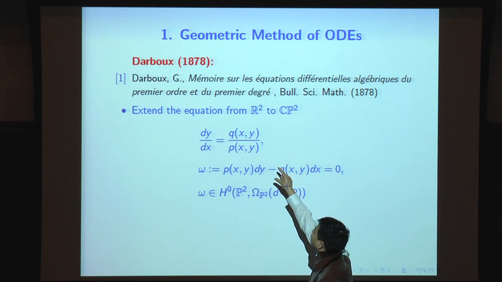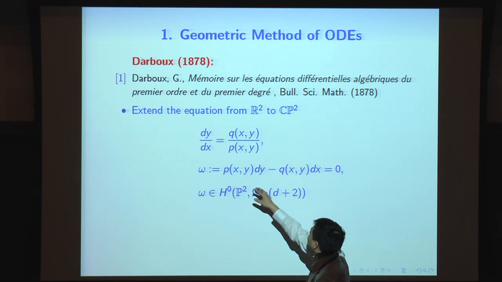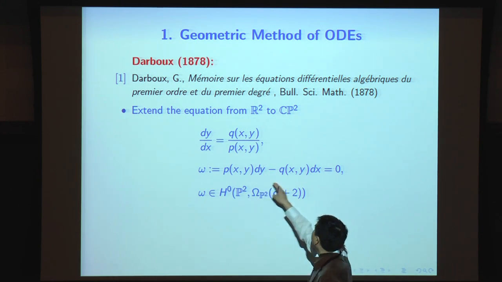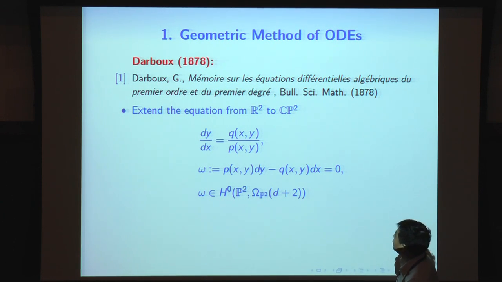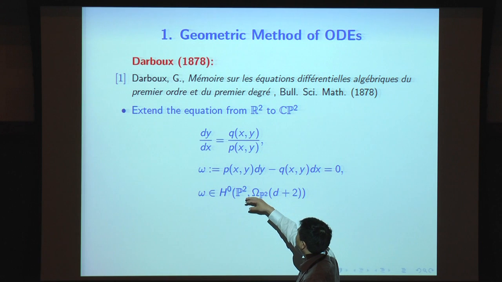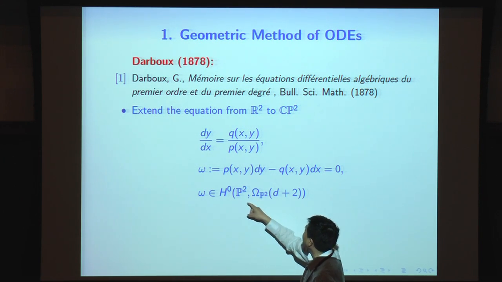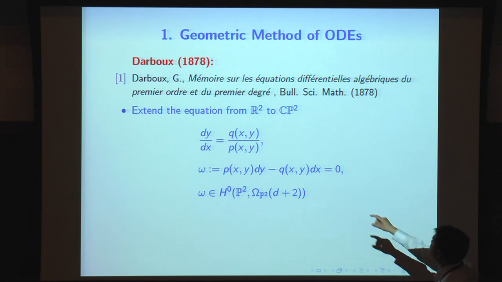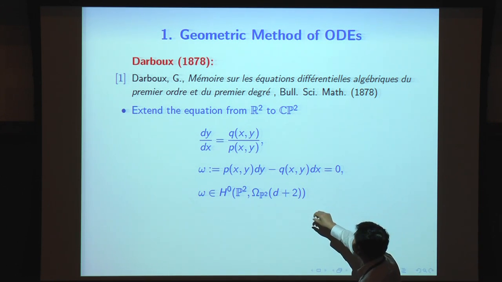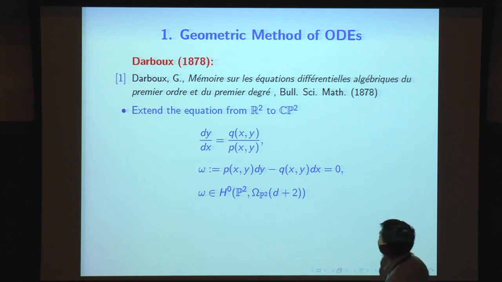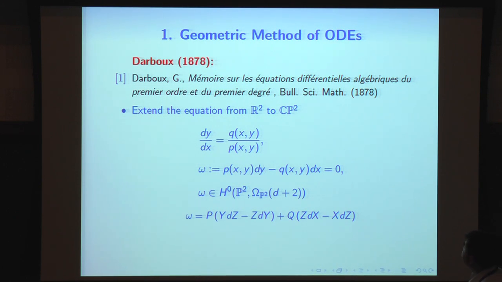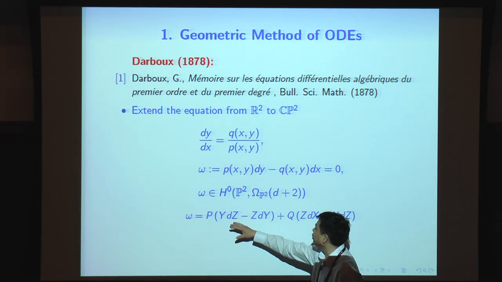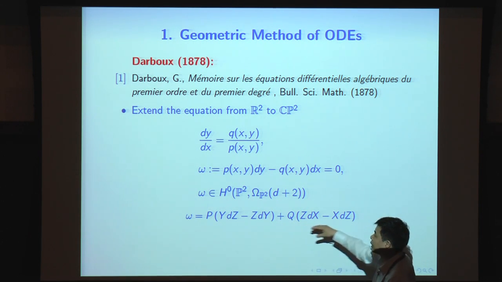Here is the original equation. We can rewrite this as the differential form equals 0. If you consider the differential form in the plane, this is a global section of this bundle, the cotangent bundle of P2. D is the degree of P and Q. In some cases, D may be less than this one. Projectively, the differential form can be written like this. This is a classical notation.